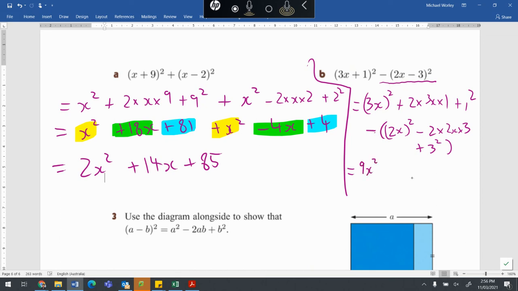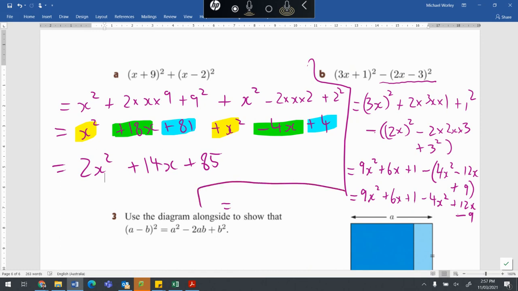So we're going to have 9x squared, 6x plus 1. And let's keep everything inside this bracket. 2x all squared is 4x squared. Take 12x plus 9. Because we want to be careful with that minus. So now everything inside there needs to be a negative. So things that are positives become negatives, things that are negatives become positives. It's going to be take 4x squared plus 12x, take 9. So our final answer, let's bring it over here.